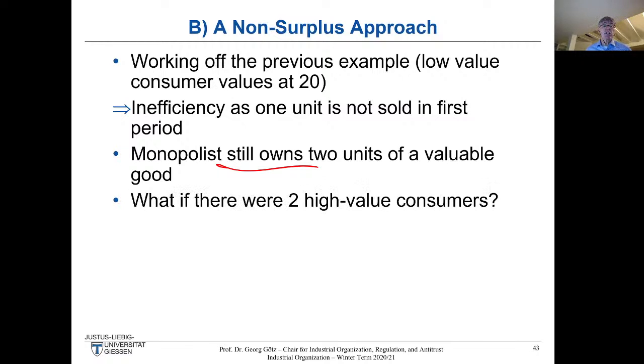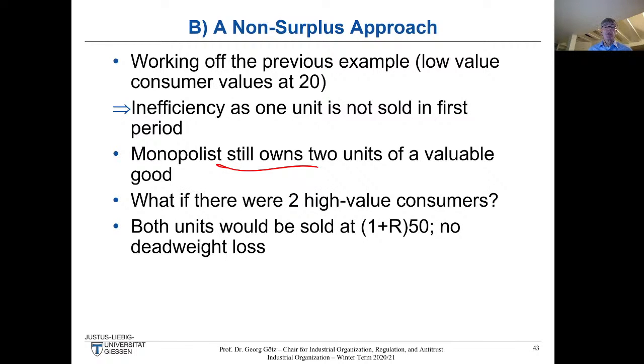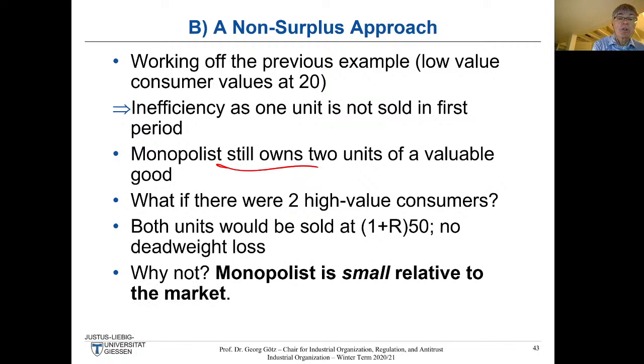Now, what you see here is a similar problem as we previously had. If we have 2 high-value consumers, we don't have a problem because both units would be sold from the very beginning in the first period and no deadweight loss would occur. Okay? So it's not always that this kind of durability reduces market power, but it might reduce market power. And the question is, if you're in this world where our lower value consumer has a willingness to pay of 30, what happens?